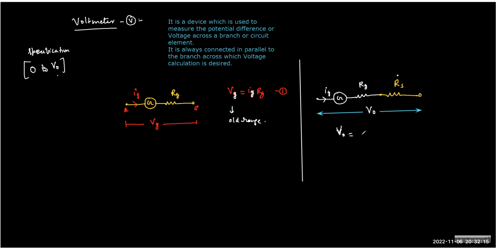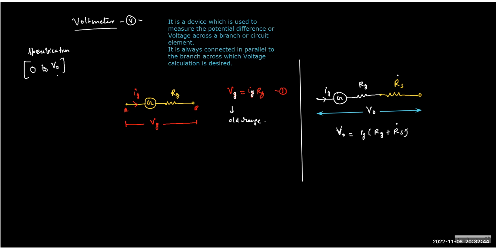Come on, tell me. What is V0? It is IG times RG plus RS. Now here V0 is given to you because that is the specification. IG is a constant value for a device because we cannot alter the IG. So here the RS is something new. RS is for the shunt resistance, and that is what we are trying to determine here, right?